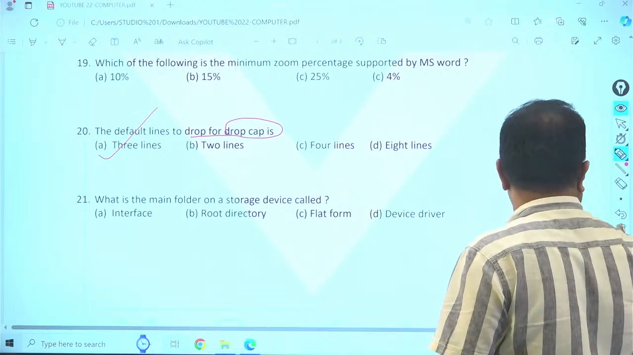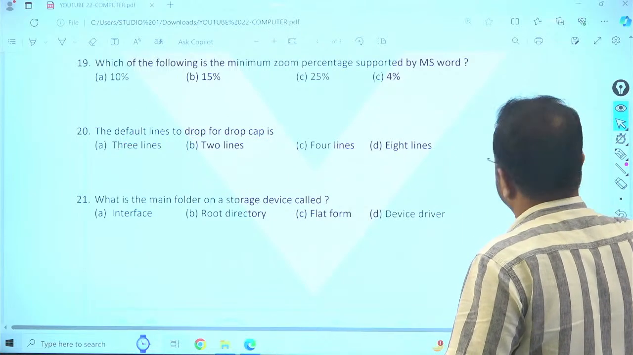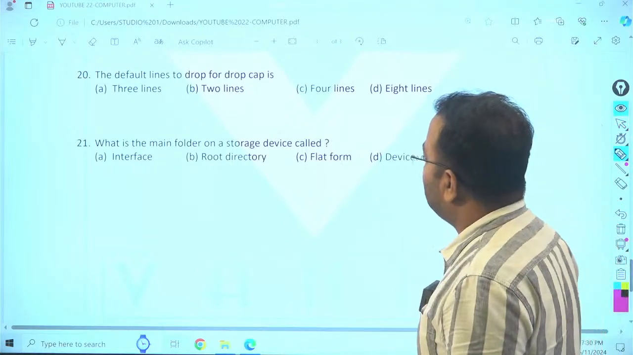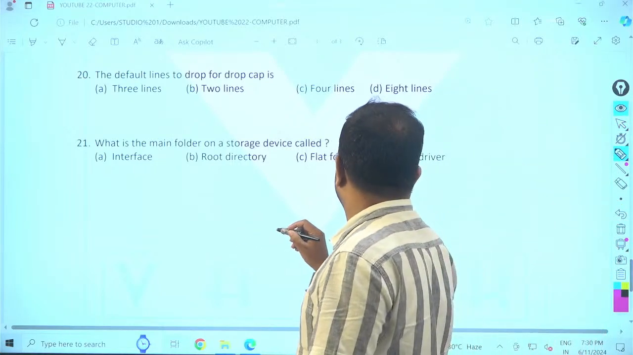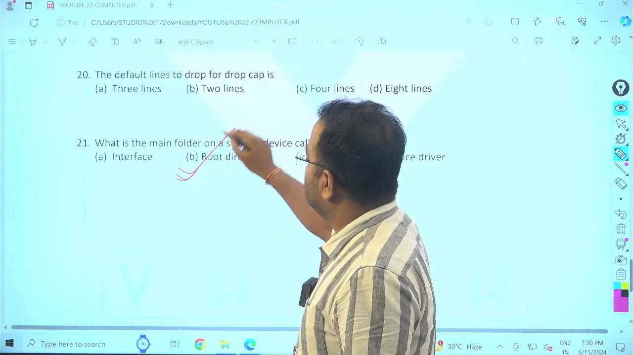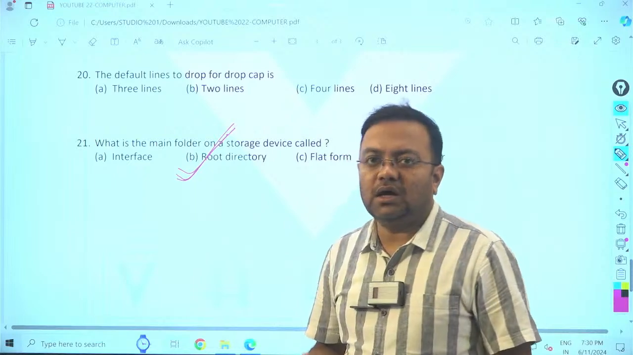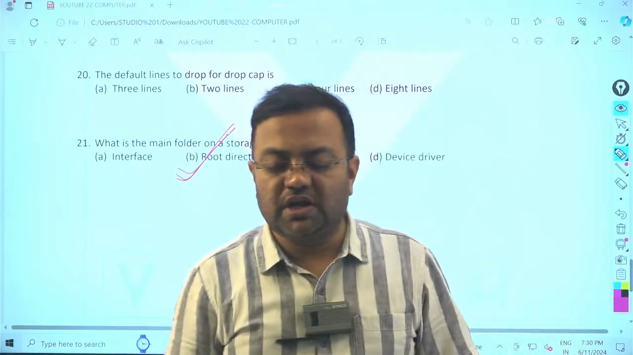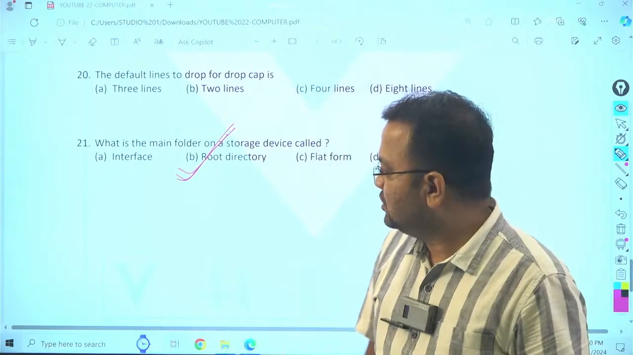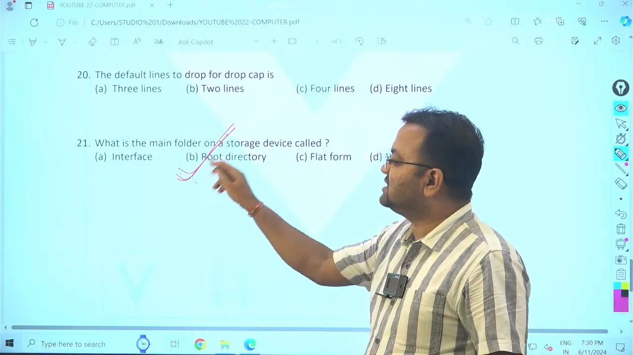Okay, then goes to question number 21. What is the main folder of the storage device? So main folder is nothing but your root directory. Okay, so a folder in command line interface is known as a directory, and the main folder is also known as the root directory. So question number 21 answer is B.